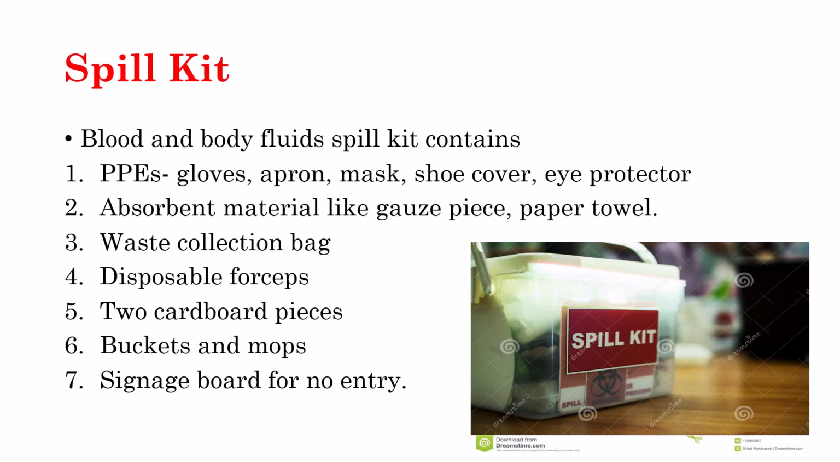Now, what is a spill kit and what does it contain? So, what is a spill kit? It is a kit used for management of the spillage. So, the blood and body fluid spill kit contains PPE, personal protective equipment. So, it includes gloves, apron, mask, shoe cover, eye protector. Second, absorbent material like gauze piece, paper towel. Third, waste collection bags. Fourth, disposable forceps. Fifth, two cardboard pieces. Sixth, bucket and mop. And seventh, signage board for no entry.